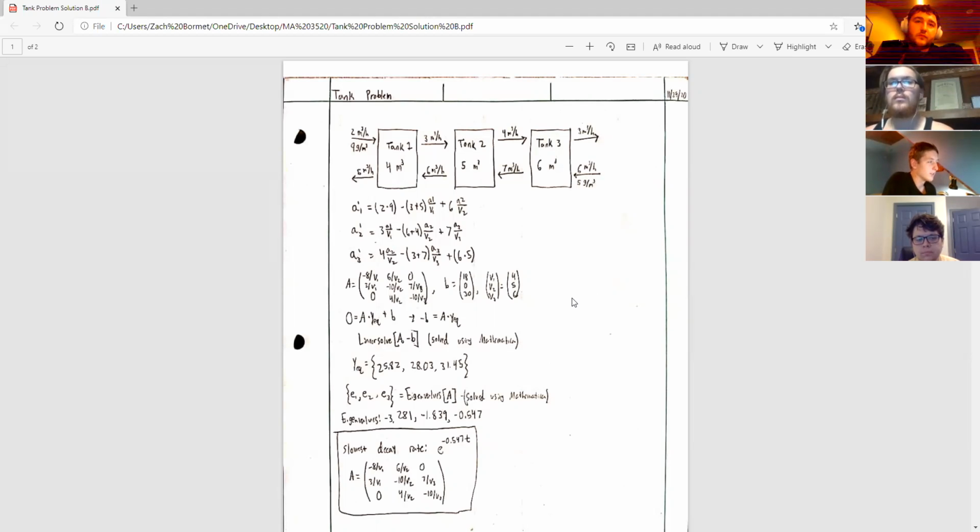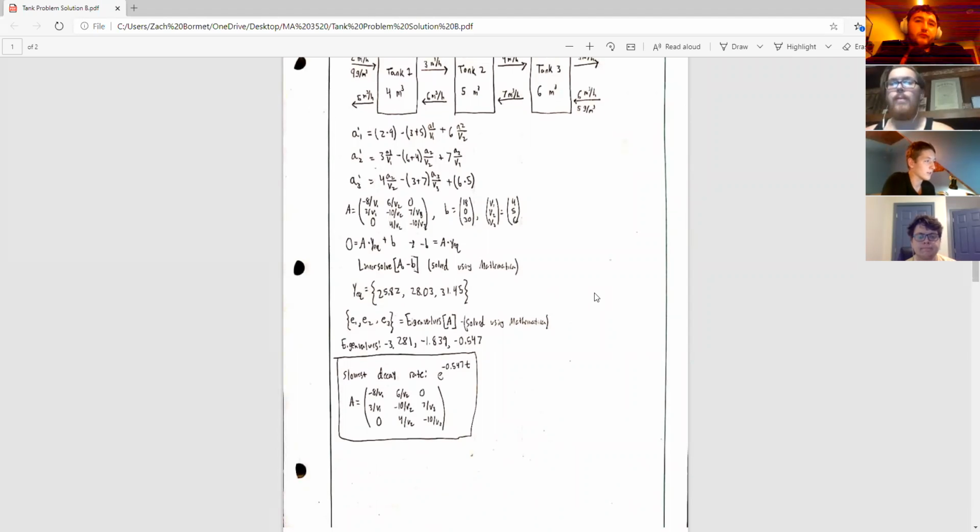And a similar thing is going on for A prime 2 and A prime 3. And then basically you just consolidate that into one matrix, which is that A matrix. And then the B matrix next to it is the volume flow rate entering the tank times the concentration coming from outside. So for tank 1, that's 2 cubic meters per hour times 9 grams per cubic meter. And then for tank 2, since there's nothing coming in from outside, that's 0. And then for tank 3, there's 6 cubic meters per hour coming in times 5 grams per cubic meter.